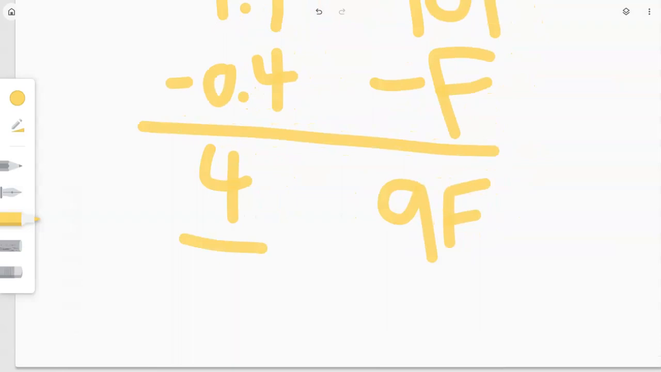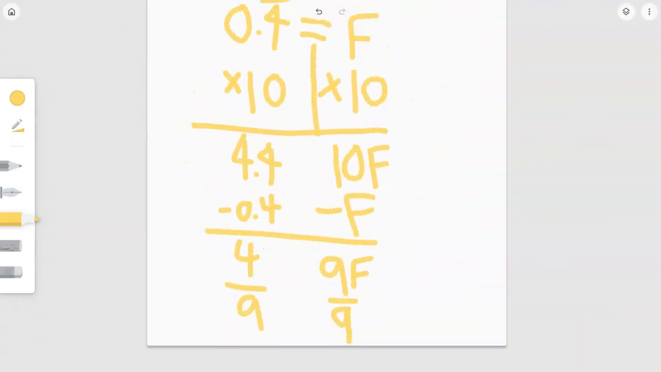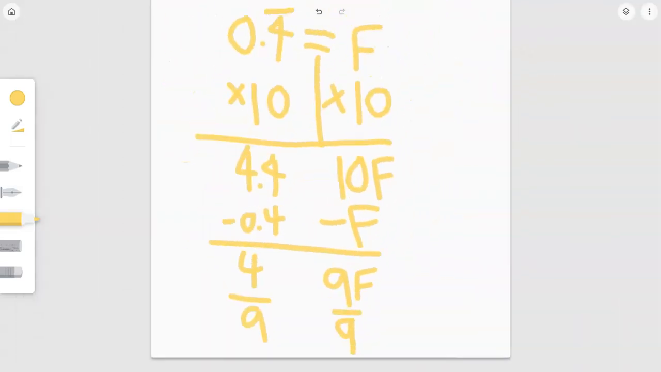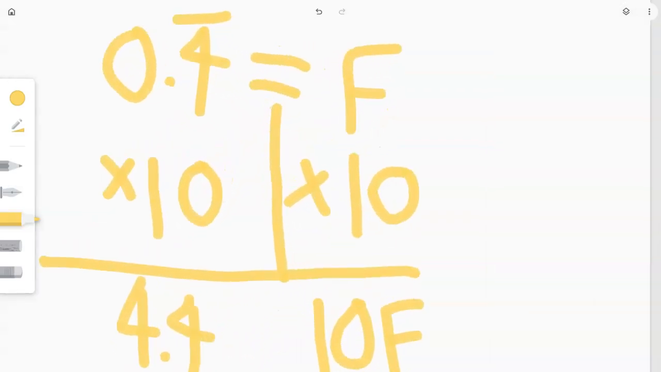The final option is to divide, and if dividing isn't necessary, then we'll skip the dividing option. Well, 9 and 4 are not divisible by each other, and they cannot be simplified in any way. So it is clear to assume that 4 over 9 equals f.